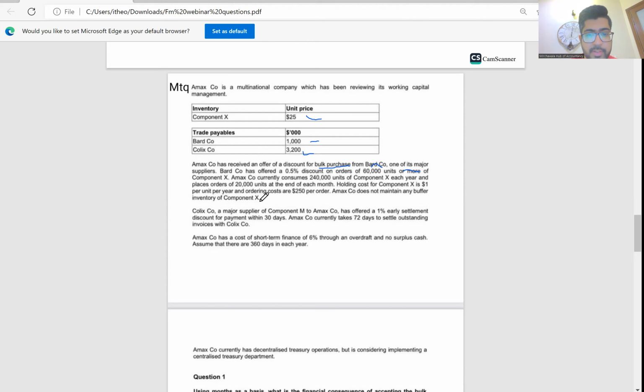Holding cost is 1 per unit per year. Ordering costs are 250 per order. Amex does not maintain any buffer stock, no buffer stock. Okay.